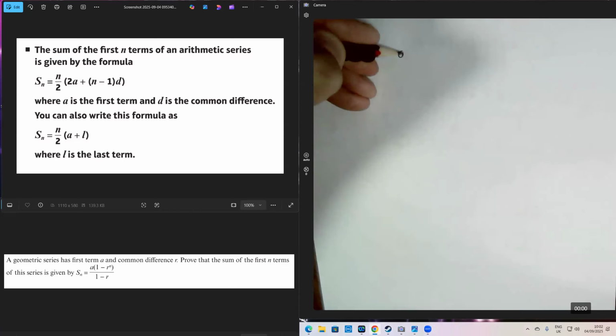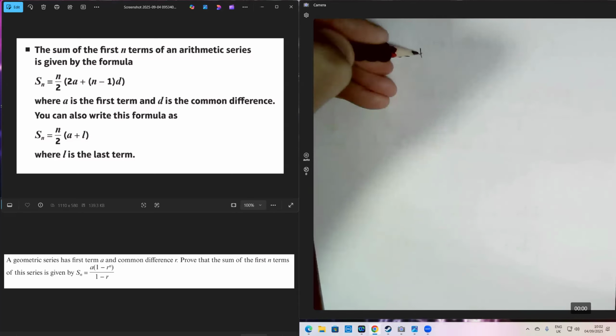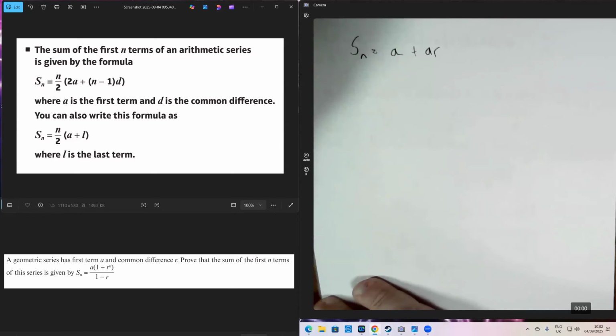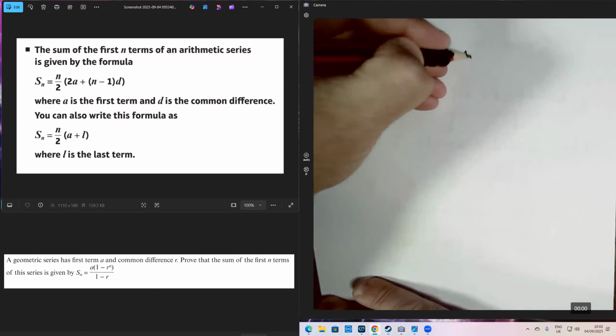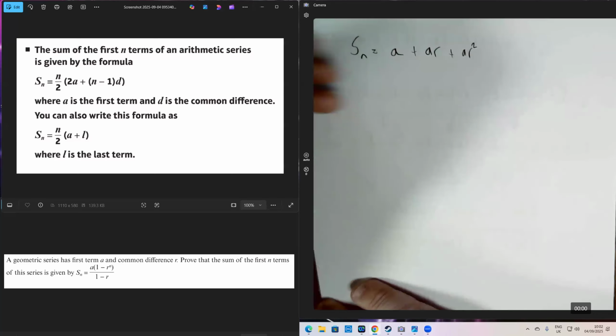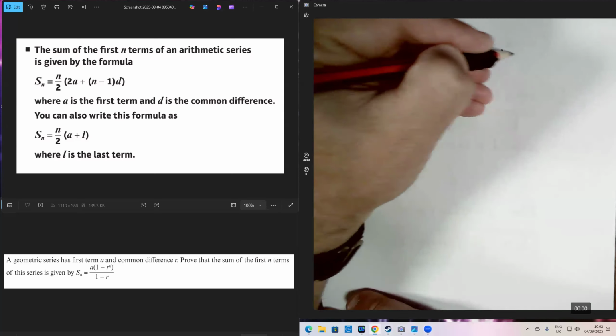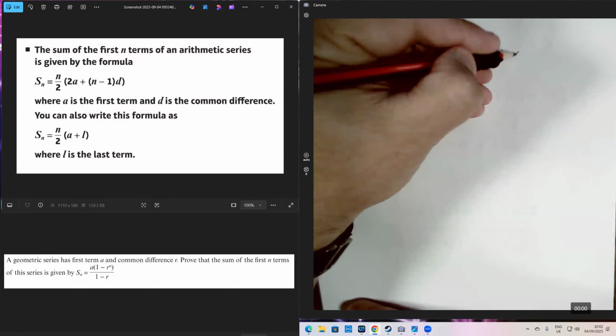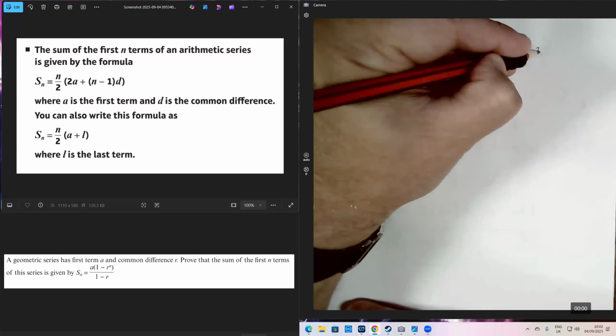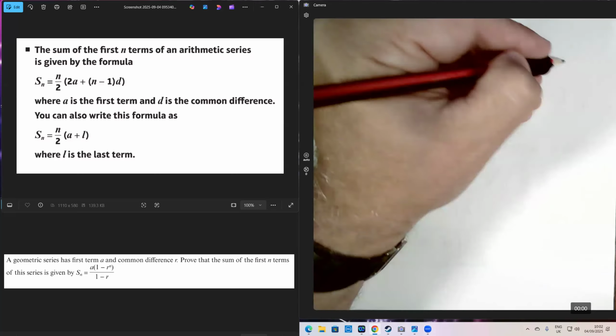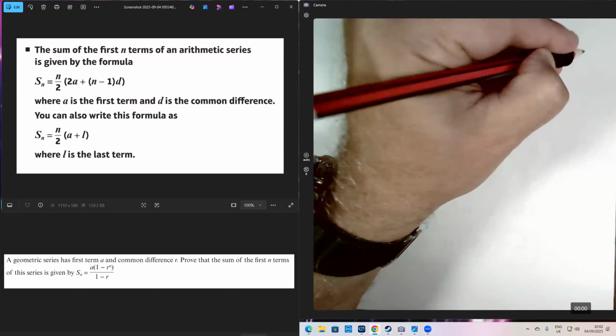So this time our first term is a, and our next term is a times r, the common ratio. The next term is a times r squared, and so on. We'll do the same as we did before, put some dots there. The second to last one is a times r to the n minus 2, and then the very last one is a times r to the n minus 1.